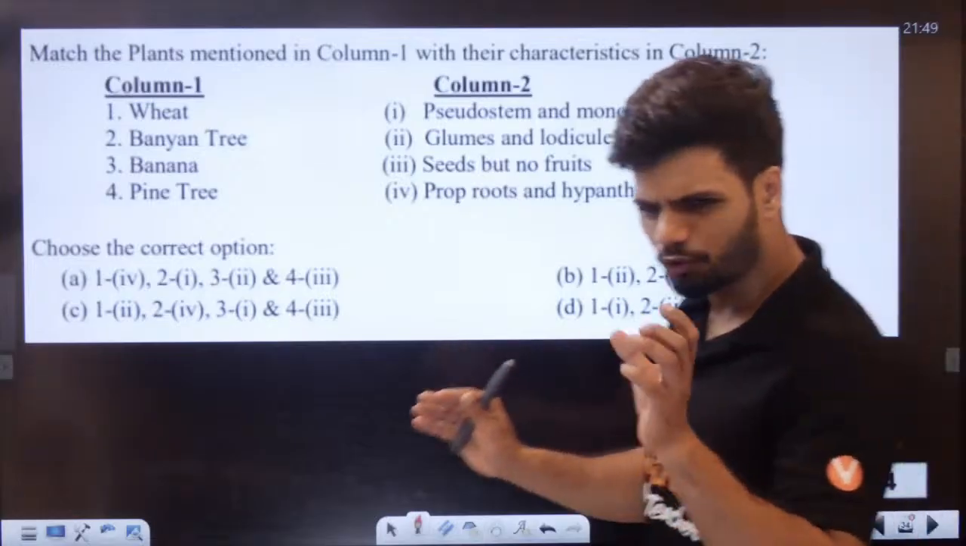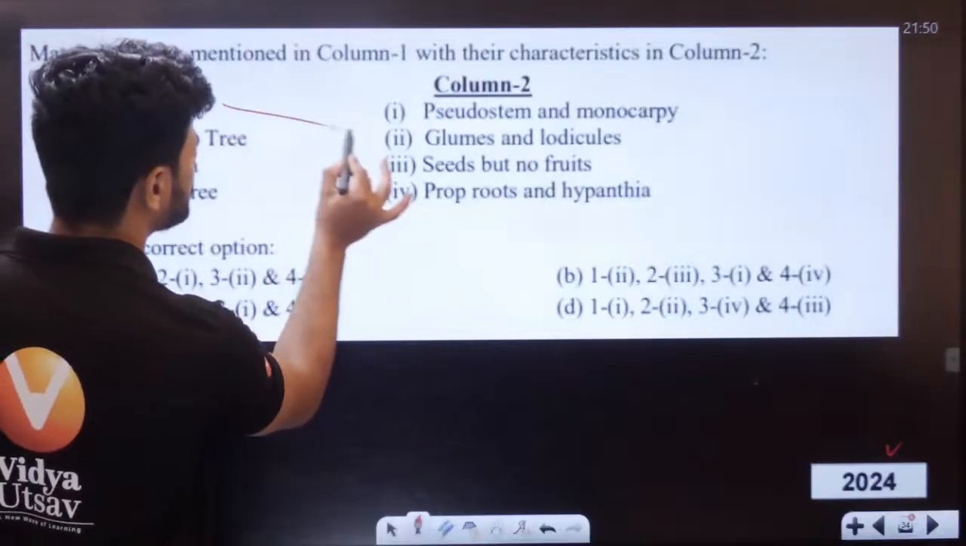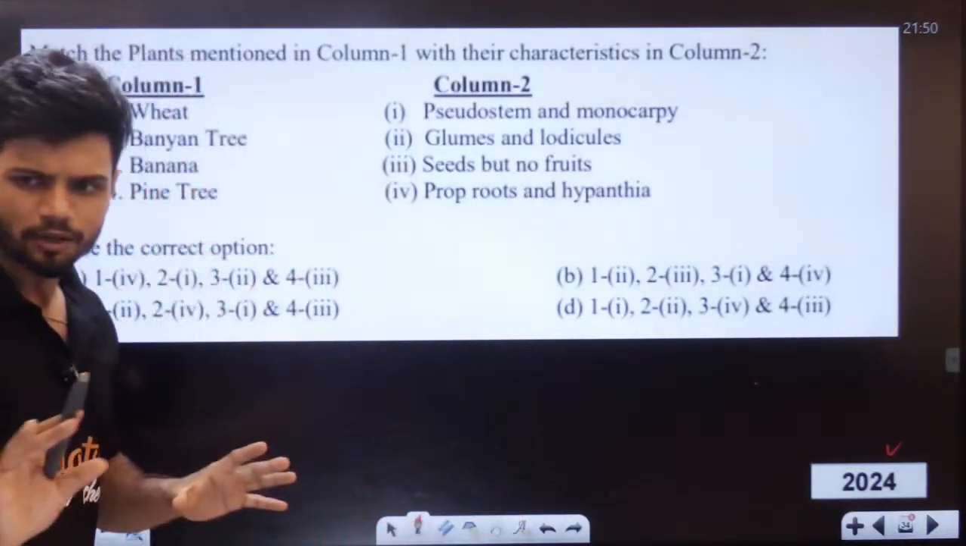See, this is a very good question and it's very easy. Many of you will not know what is lodicules and what is glumes. So let's skip this part. What you know right now.